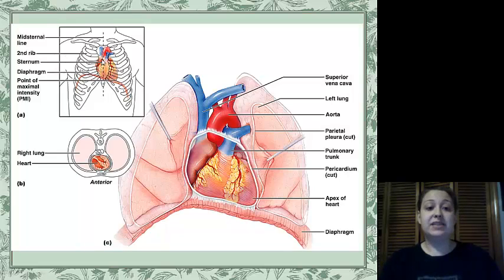Again, we see here the ribs encircle it for good protection, and it's located below the sternum and a little bit to your left.